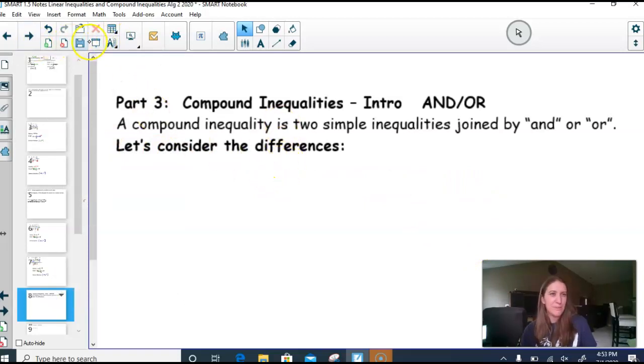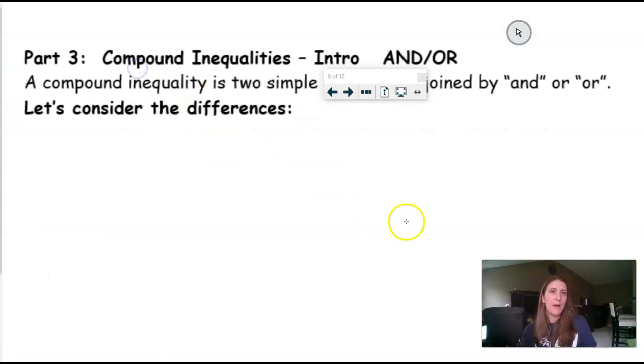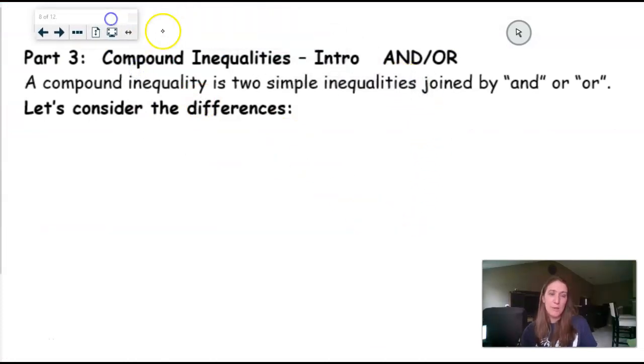This is kind of the second half to it. We're going to talk about what are called compound inequalities. So these are two inequalities in one, and they are joined by a conjunction, either the word and or the word or. And if you think about what those words mean in the English language, and is very restrictive. You have to satisfy both things that are being said.